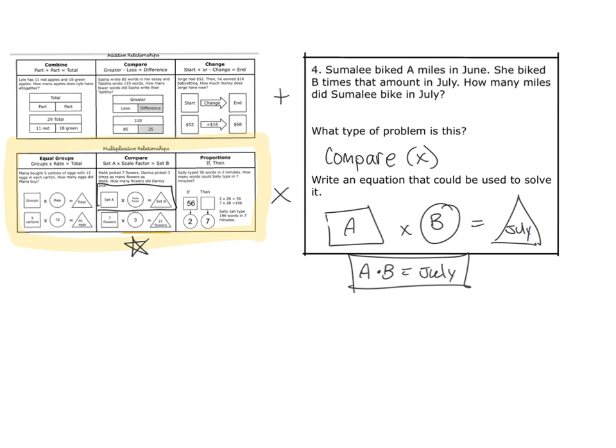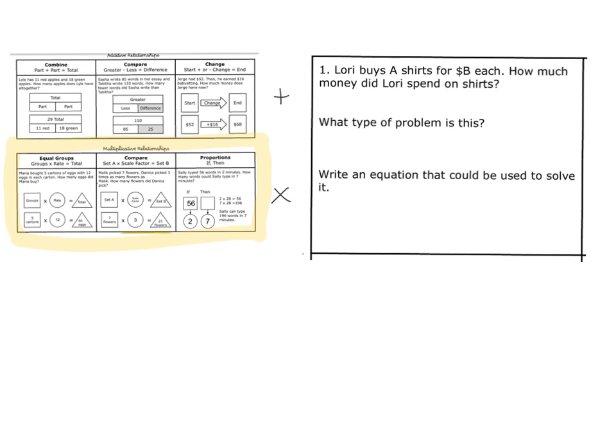Let's try another one. Lori buys A shirts for B dollars each. How much money did Lori spend on shirts? All right, so this time we have a bunch of shirts, maybe a few shirts. We're not sure how many. A shirts. They all cost the same amount.